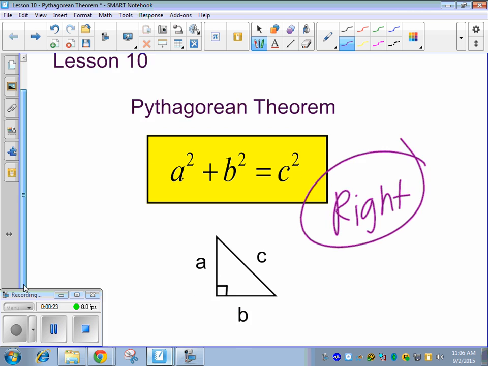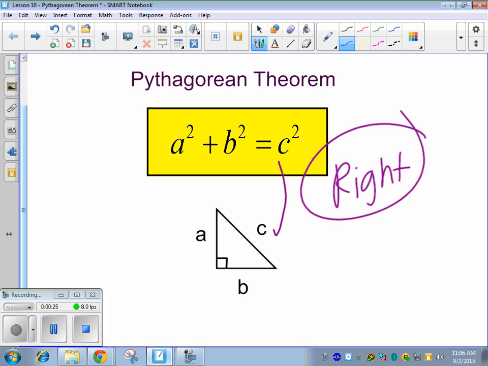It's really important that you know that c has to be the hypotenuse. No matter what, c is the hypotenuse. So a and b are the legs, and c is the hypotenuse. How do we know which side is the hypotenuse? Raise your hand if you know how to tell. Bree, very good. It is across from the right angle. It's also always the longest side.